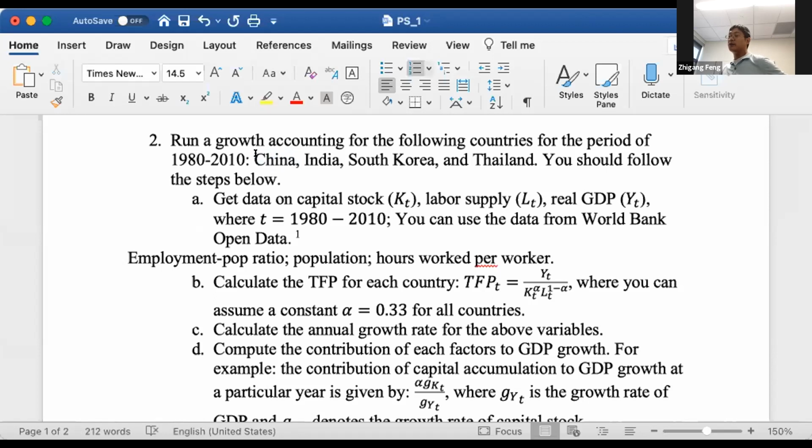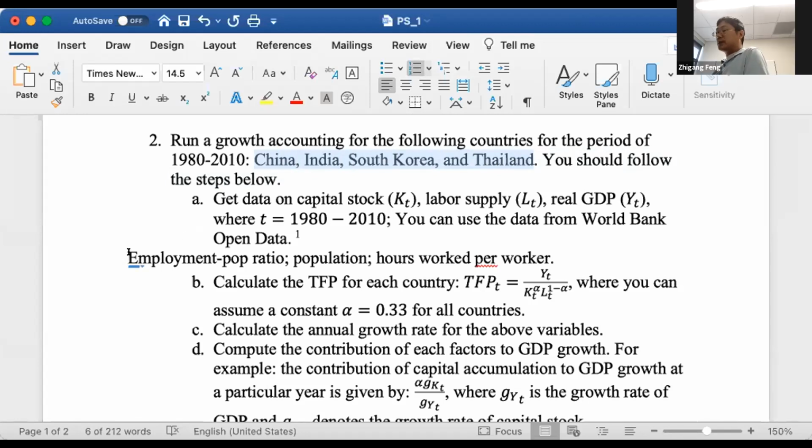But again, the reason why I picked those countries is because that's very relevant for us to understand economic growth. But if you really have trouble finding more comprehensive data for either one of those countries, feel free to switch to the other country. But make sure you understand what you're doing. So that's the point.